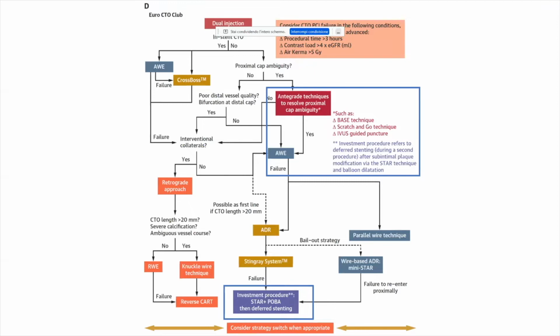Another concept that is new in this algorithm is the concept of the investment procedure. If we have tried all the strategies and all the techniques, but we are not able to cross the CTO, we can perform an investment procedure, ballooning the subintimal tract of the CTO that we have already opened, and reschedule the patient 2 or 3 months after to re-perform a CTO recanalization.